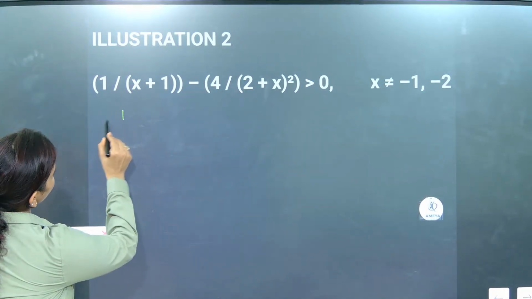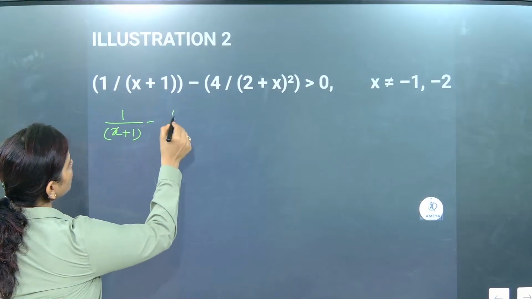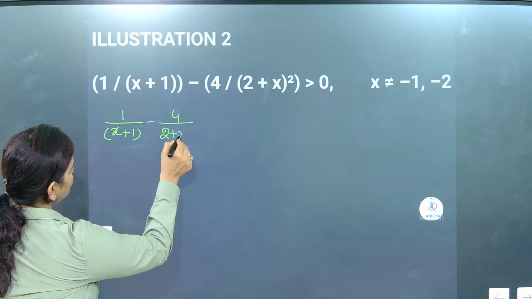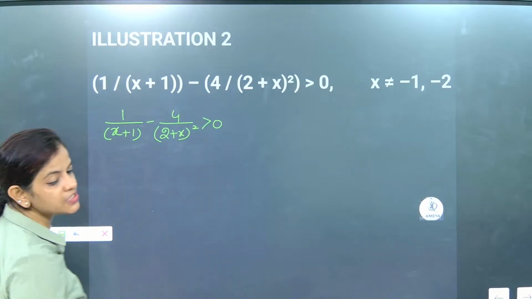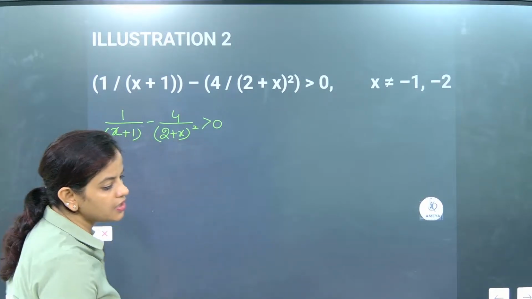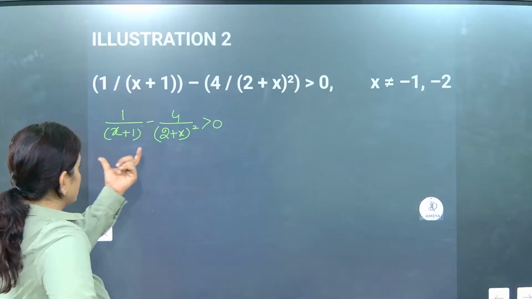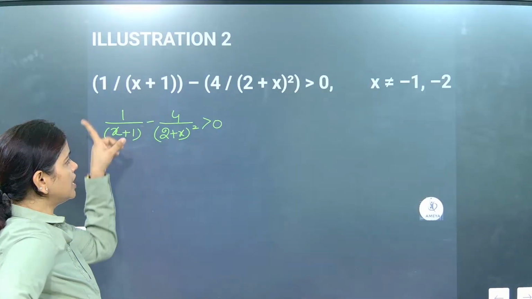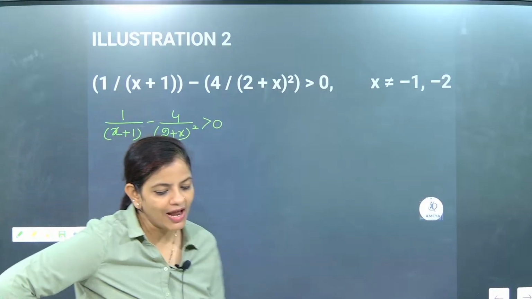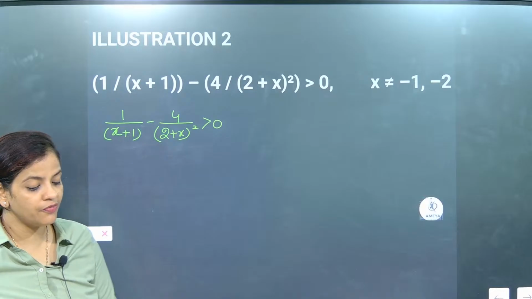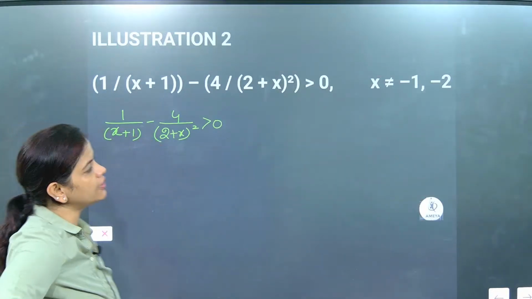What is written, beta? 1 by x plus 1 minus 4 by (2 plus x) whole square greater than 0. So 100% x will not be equal to minus 1 and x will not be equal to minus 2, because the moment x is equal to minus 1, the denominator becomes 0 and the entire expression becomes infinity. So these two values must not be there. What are the two values that must not be there? Yes, absolutely, -1 and -2.